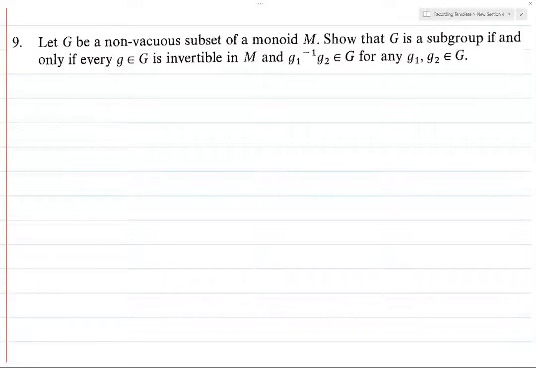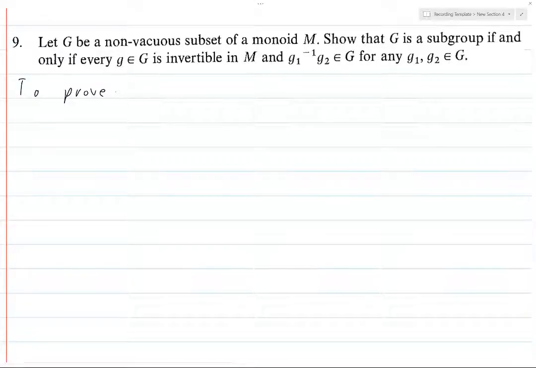Alright, here's another interesting exercise, and one where you do need to be a little bit careful, because this condition is you're concerned with G being invertible in M, but G1 inverse G2 being in G. So, anyways, it's an if and only if, and so we've got to prove each direction.